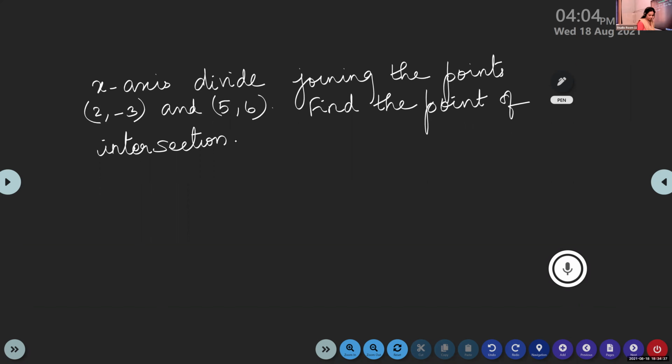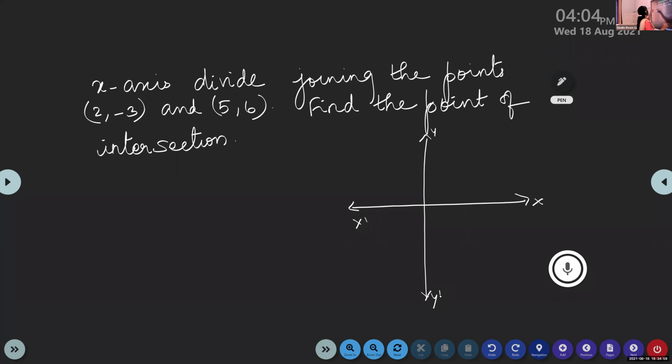So listen to this question. Okay, here what is given here? In what ratio does the x-axis divide the line joining the points (2, -3) and (5, 6)? Suppose I draw the figure like this: x-axis and y-axis, X', Y'.